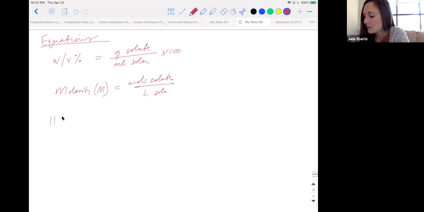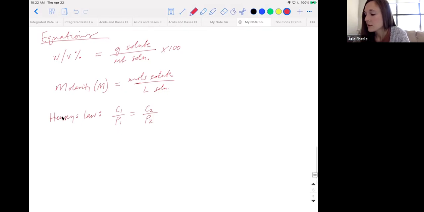We have Henry's law, which is C1 over P1 equals C2 over P2. This is when you're talking about the solubility of a gas in a solution. If you have some sort of carbonated drink, that's a gas dissolved in a liquid. Or the solubility of oxygen in the blood. That's a gas in a solution, which there is your blood. What else do we have?